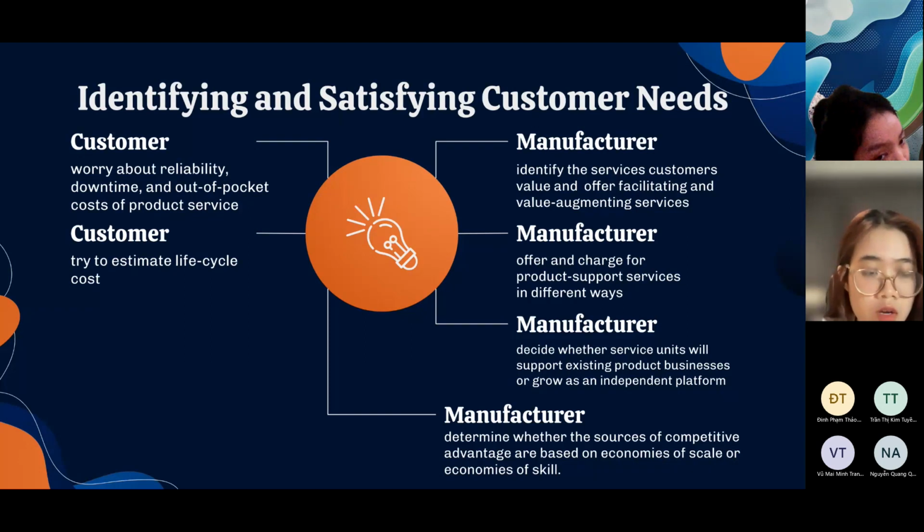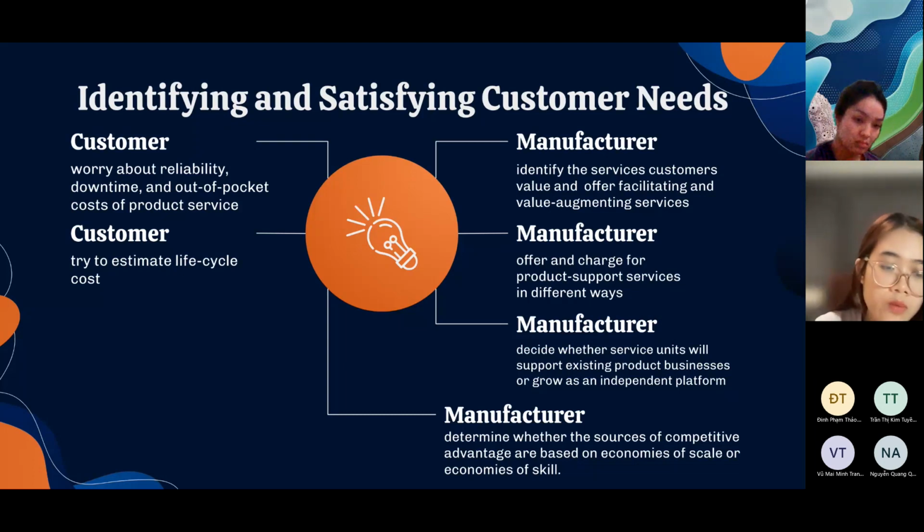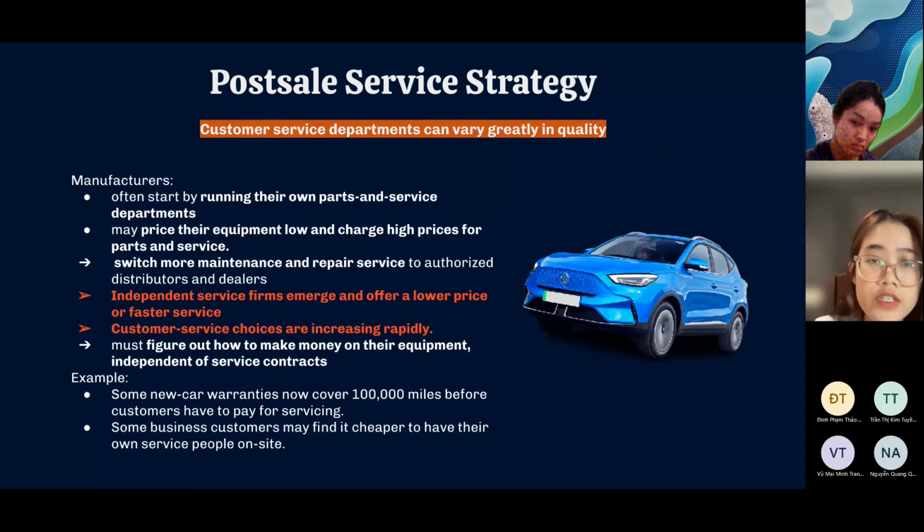And manufacturers, on the other hand, must identify the services customers value most and offer facilitating and value-augmenting services. They can also offer and charge for product support service in different ways, such as service contracts or extra payments for additional service. They must also decide whether the service unit will support the existing product business or grow as an independent profit center. And finally, they must determine whether the source of competitive advantage is based on economy of scale or economy of skill. And the next is the post-sale service strategy.